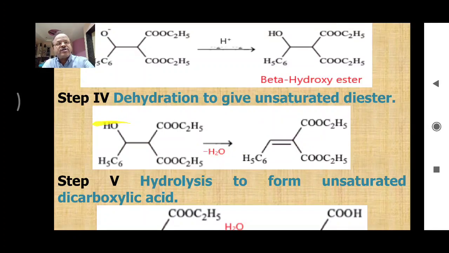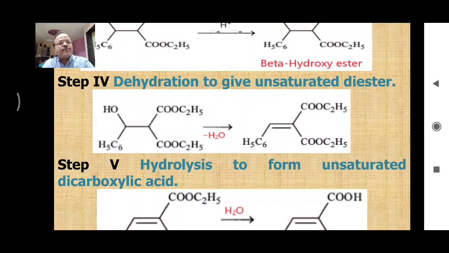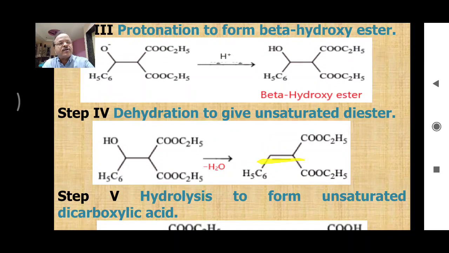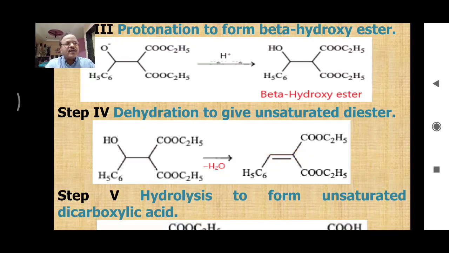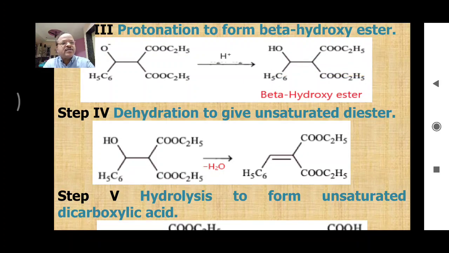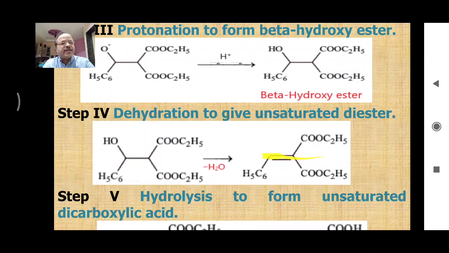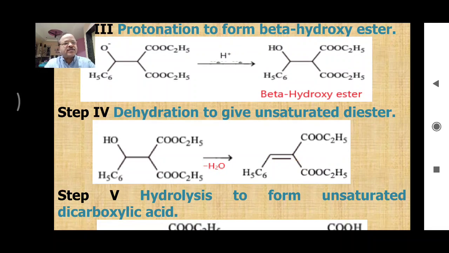So this OH and H from this carbon get eliminated in the form of water, and we obtain this double bond. This is the double bond. So this is the unsaturated diester. So let me correct one. Dehydration of this beta hydroxy ester to give unsaturated diester. That is correct. So this is beta hydroxy ester, and this one is unsaturated diester.